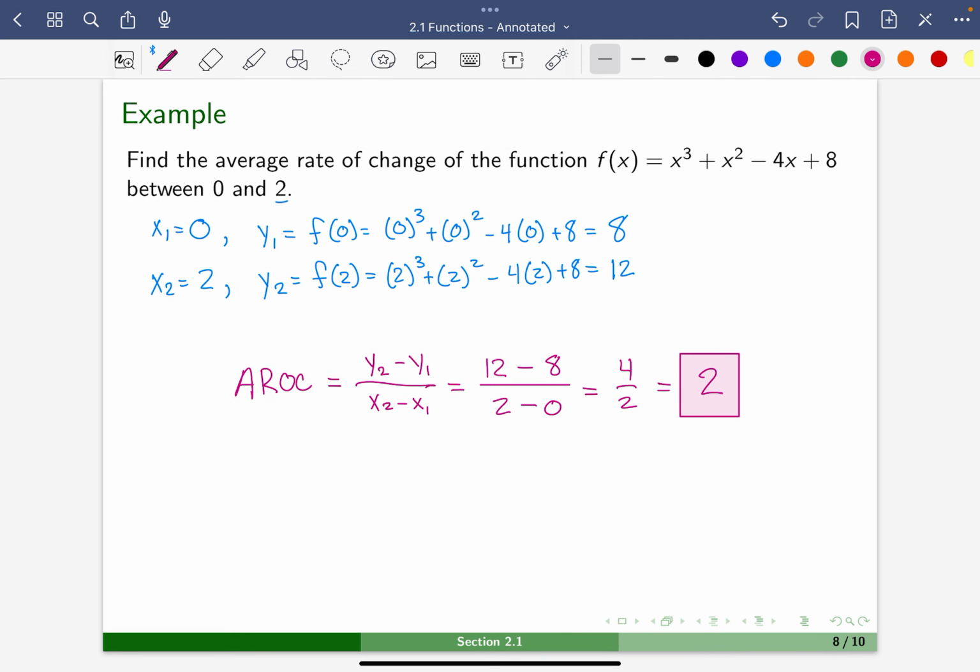Great. So that's average rate of change. We will have one more video where we will look at the difference quotient. So we will see you there.